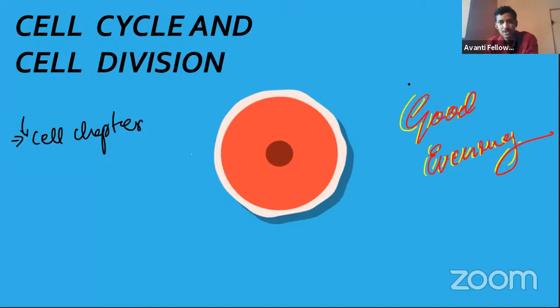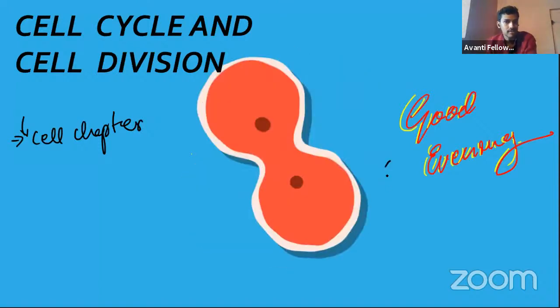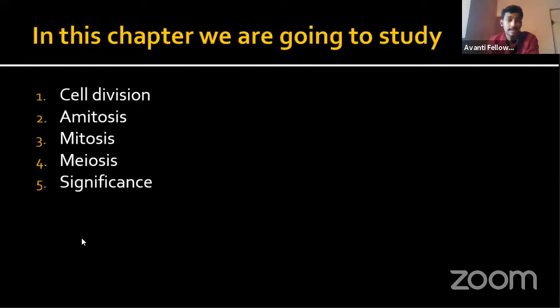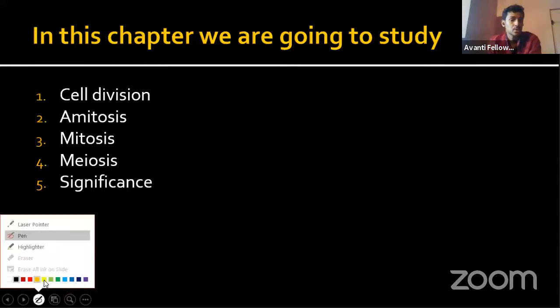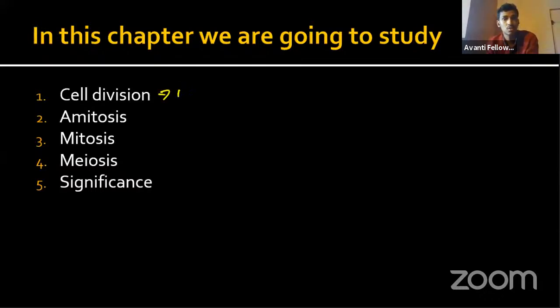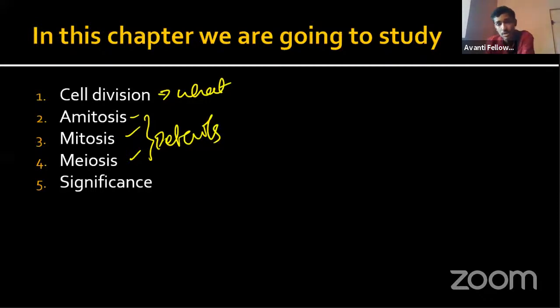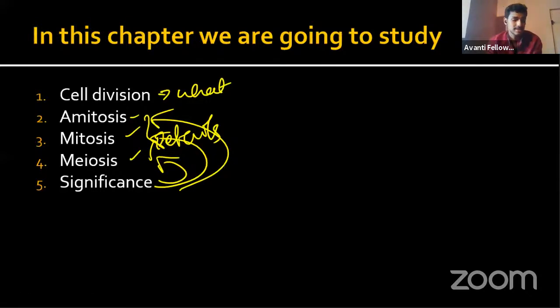In this particular chapter, we are going to study cell division: what it is, what the need is, and everything. There are three different types of cell division: amitosis, mitosis, and meiosis. We will go into detail about these. Amitosis is not that important, but mitosis and meiosis are. We will also study the significance of all three, what their importance is, and why we should study them.